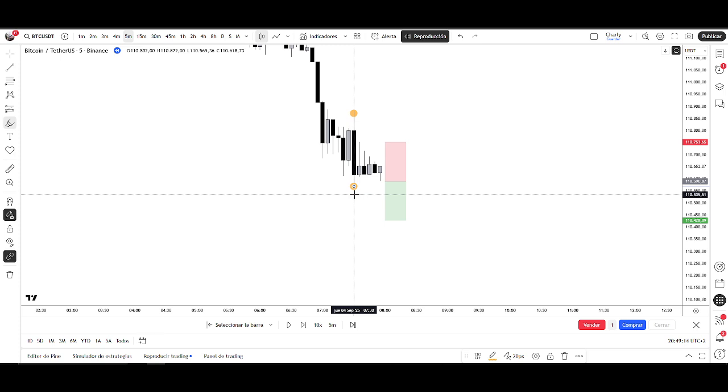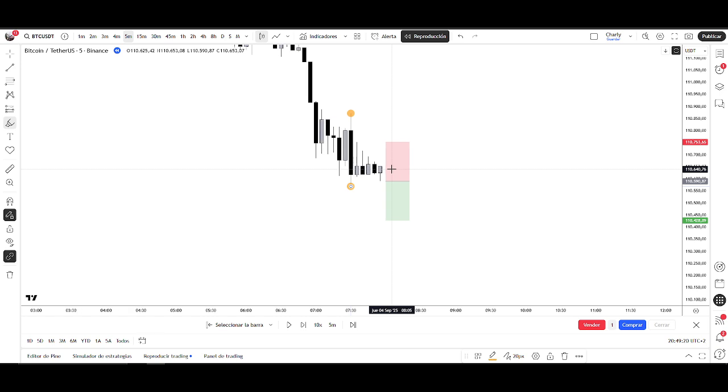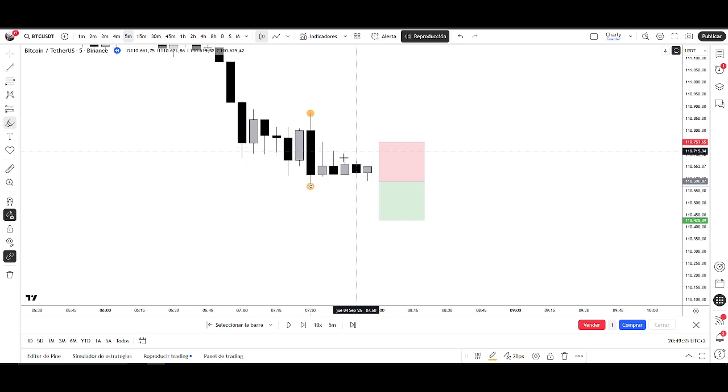Now, let's dive deep into the internal structure, because that's what you guys have to understand. Remember that we want to take the first setup that happens, and the first setup that happens is specifically most of the times with the internal structure. So let's dive deep into it. Basically, we go to the upside after creating this low.